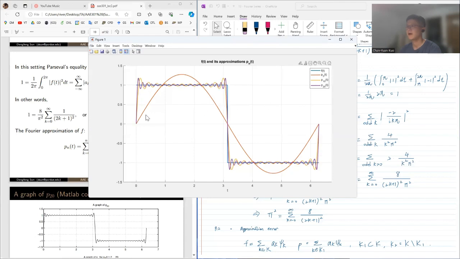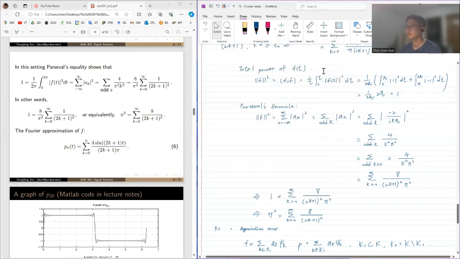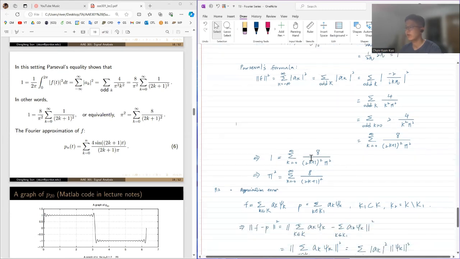You can see the approximation function P0 is a pretty bad approximation for the square wave function. And as we increase the value of n, you can see that we will get a better approximation for the square wave function. And as we increase the value of n from 10 to 20, you can see that this approximation gets even better. In order to quantify the goodness of the approximation, we will have to look at the approximation error.